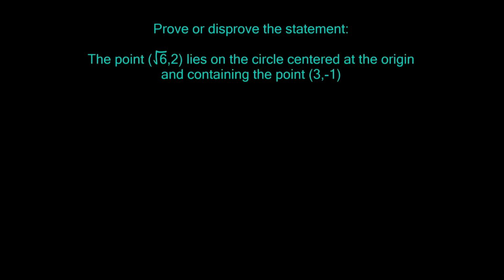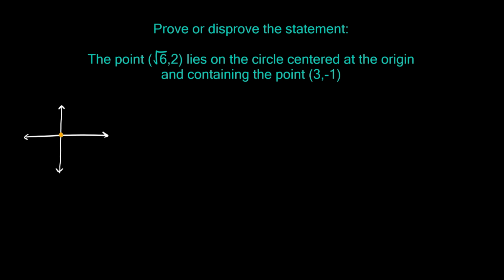All right, let's try one more here. This one says prove or disprove the statement: the point (square root of 6, 2) lies on the circle centered at the origin and containing the point (3, negative 1). Again, I think drawing a picture is probably going to be helpful. It says the circle is centered at the origin.